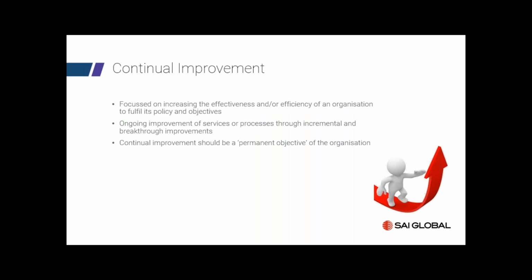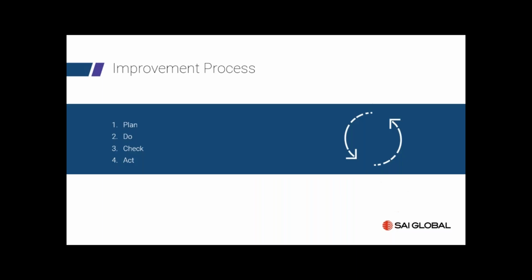Continual improvement. An effective management system will have continual improvement built in. It has its focus on increasing the effectiveness and the efficiency of an organisation to fulfil its policy and objectives. It will deliver ongoing improvement of services or processes through incremental and breakthrough improvements. And lastly, continual improvement should be a permanent objective of the organisation.